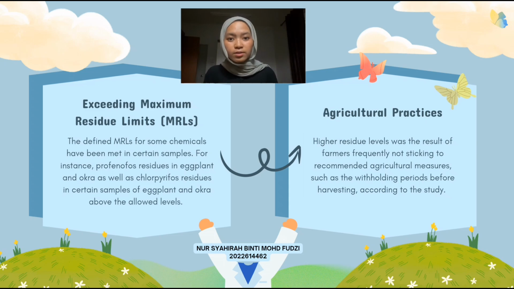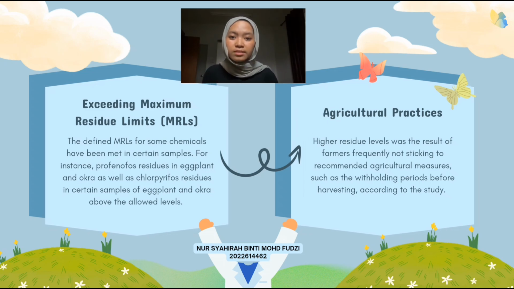The third point is exceeding maximum residue limits, MRLs. The defined MRLs for some chemicals have been exceeded in certain samples. For instance, profenofos residues in the eggplant and okra, as well as chlorpyrifos residues in certain samples of eggplant and okra, were above the limits. And lastly is agricultural practices. Higher residue levels were the result of farmers frequently not sticking to recommended agricultural measures, such as the withholding period before harvesting, according to the study.